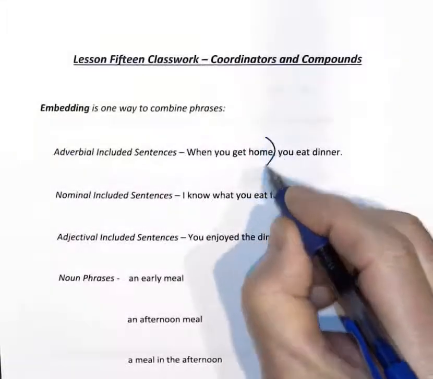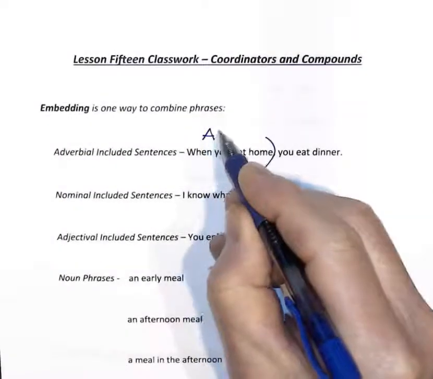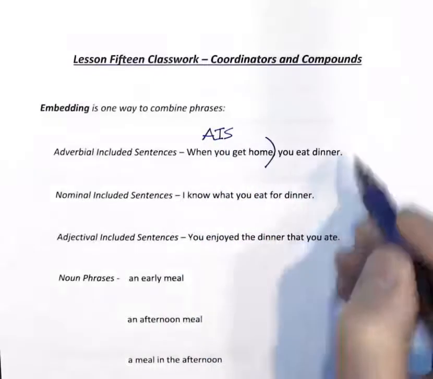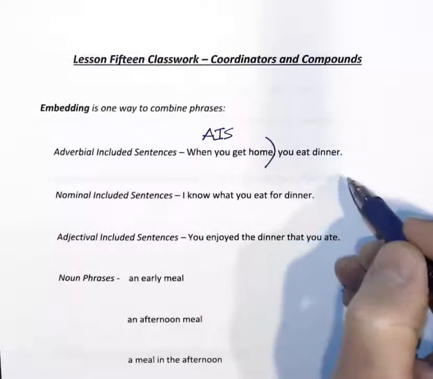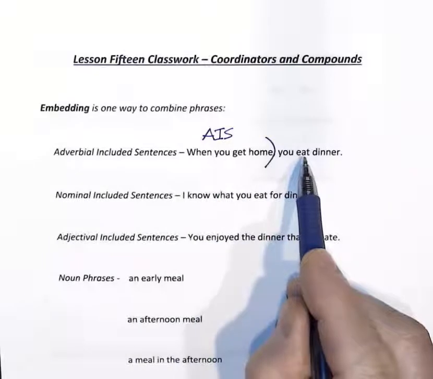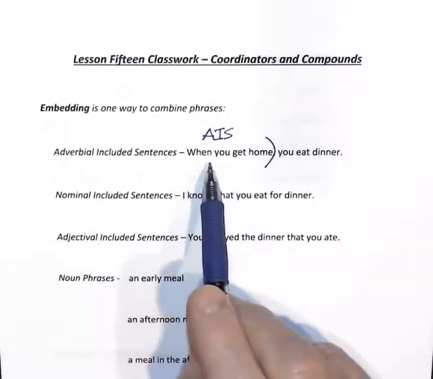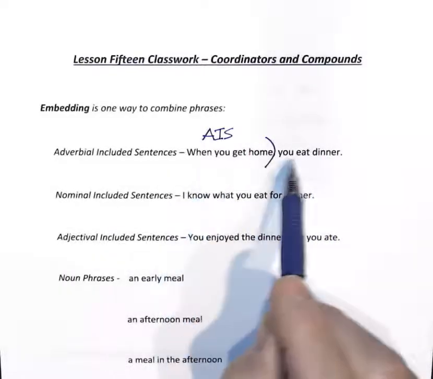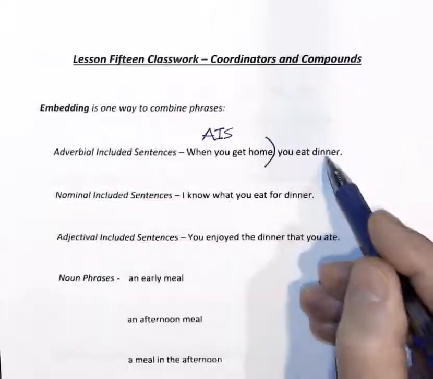There's a difference. So, for example, when you get home, you eat dinner. We have an adverbial included sentence inside the bigger sentence, or attached to the you eat dinner trunk. Now, there are two sentences, but the trunk is the more important sentence. So we say that the adverbial included sentence has been subordinated to the trunk. The trunk is where we make our question.